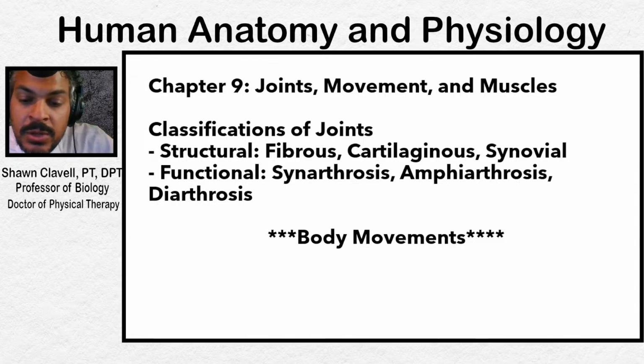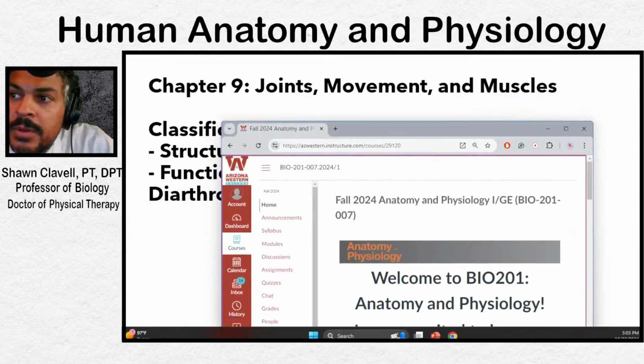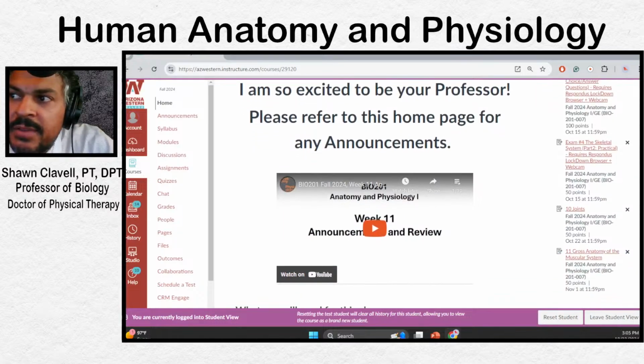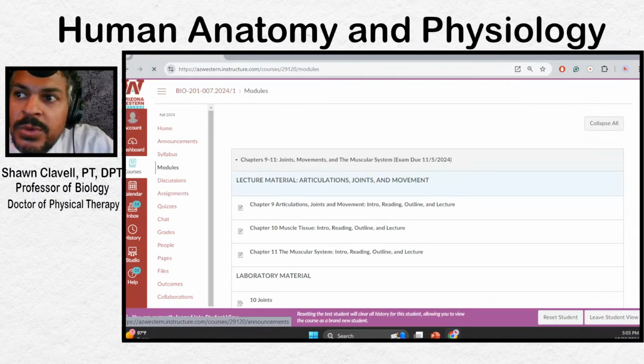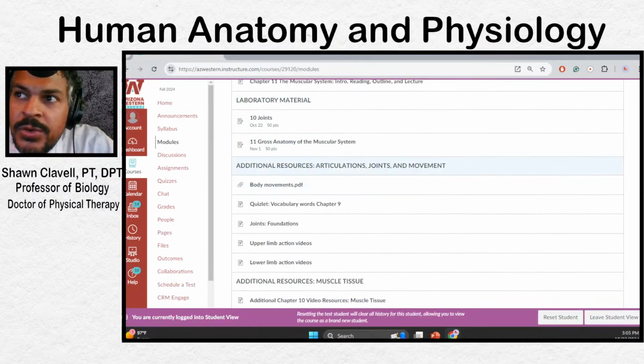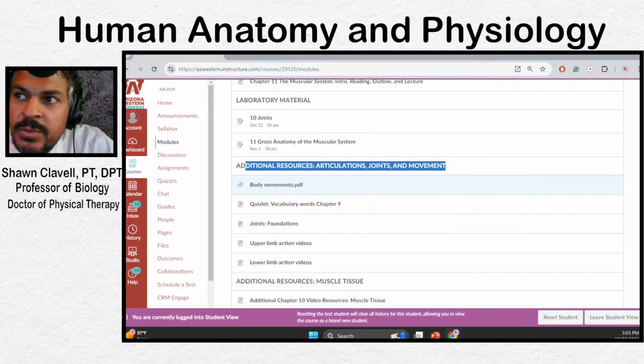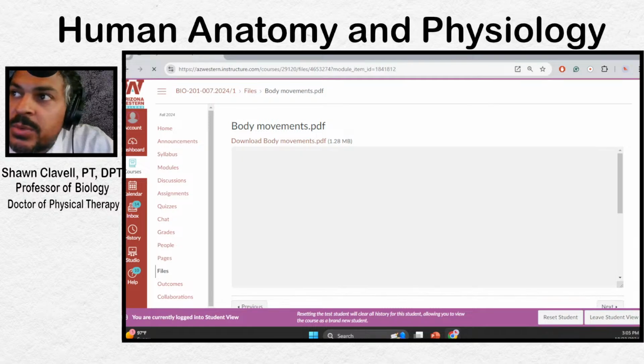This chapter also includes quite a bit of body movement. So I have provided also a resource here for you guys to use, not for this lab assignment, but for this upcoming practical. If I give you the student view, I'm going to go into your Canvas here. You'll see that we've got our announcements right now. Go into modules. And so in the chapter right here under additional resources for articulations, joints, and movements, you'll click on body movements. And so what I've prepared is a document.